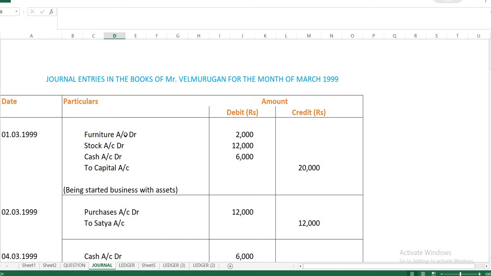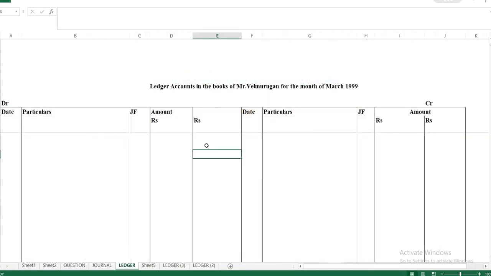So now you have to prepare separate accounts: furniture account, stock account, cash account, capital account. Separate accounts you have to prepare, and you can leave some space in that, and you can give it up like this. Furniture, try to write in the center of your note. Okay, furniture account, and then give some space, and you just make out stock account.